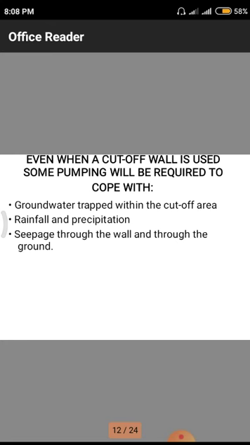Next one is rainfall and precipitation in those areas. Is it a high-density rainfall or low-density rainfall area? Normally, even in our state we have many different regions. In those regions, some have a huge amount of rainfall and some have a lesser quantity of rainfall. So we need to keep in mind whether our project is located in a high-volume or low-volume area. Next one is the seepage through the wall and through the ground; the ground content and the seepage content we have to observe.